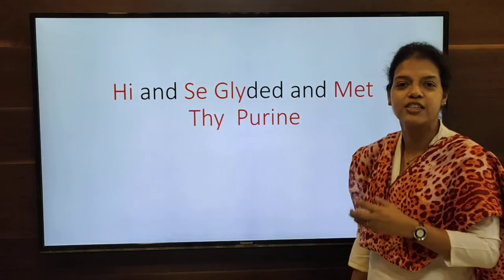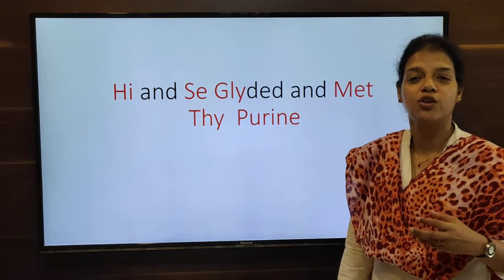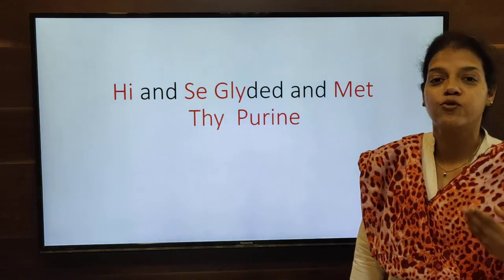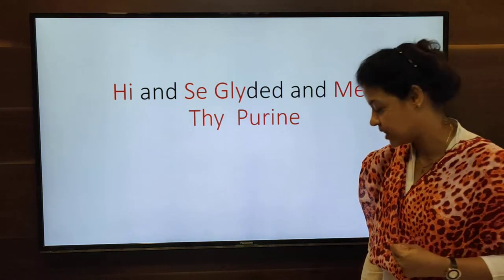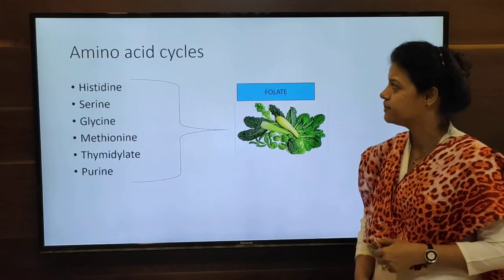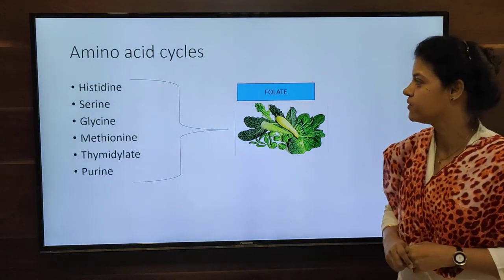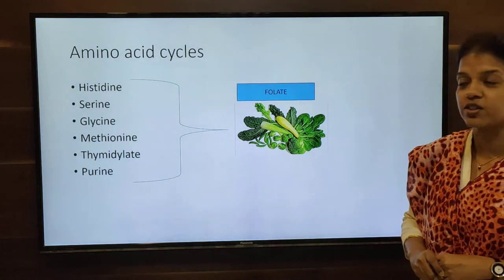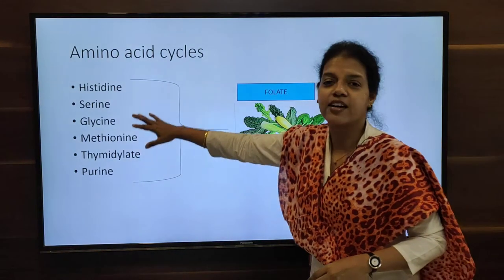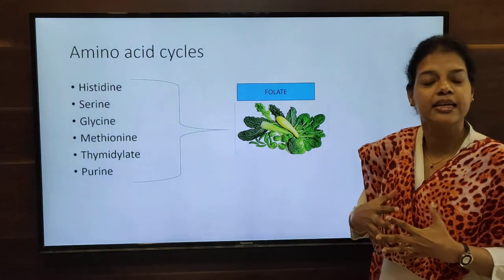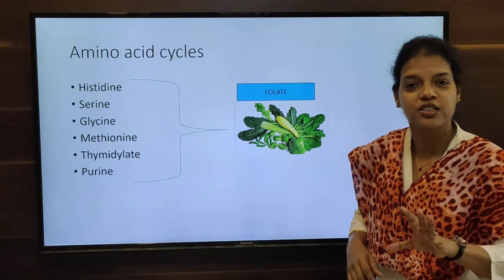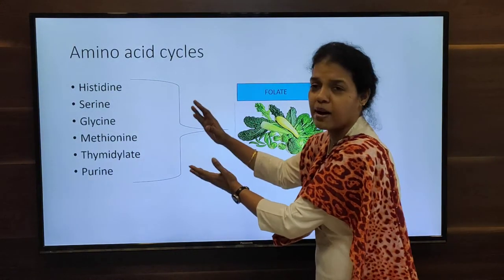And that stands for di, which is thymidylate, and purine. So these are the six different amino acids which we are going to understand today, where folate has a role to play in the metabolism of these amino acids. So these are the six different amino acids which I have spelt out here. And all these are amino acids. Now you see the link between the macronutrients and the micronutrients. So all these are amino acids.